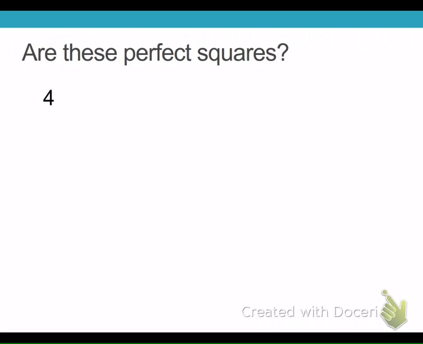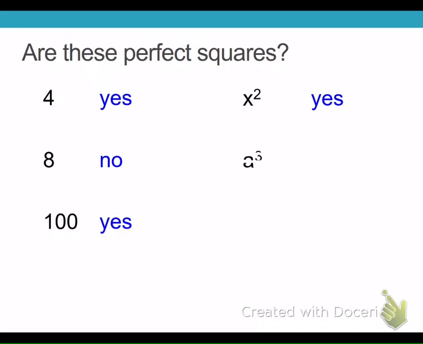Now we're going to talk about what it means to be a perfect square. Is 4 a perfect square? Yes. Is 8 a perfect square? No. There is not a number multiplied by itself that would give us an 8. Is 100 a perfect square? Yes. Is x squared a perfect square? Yes, it would be x times x. Is a to the third? No. It has to be an even numbered exponent.